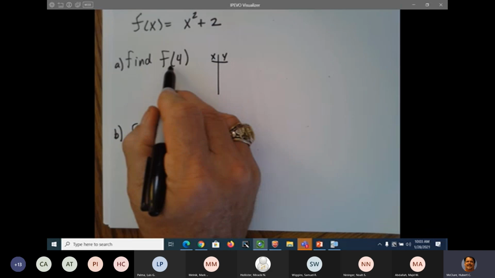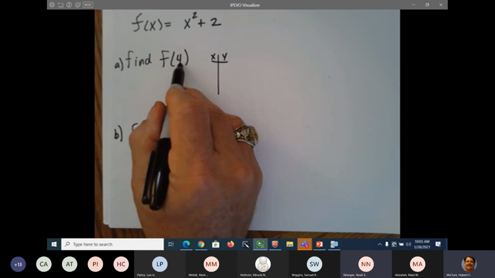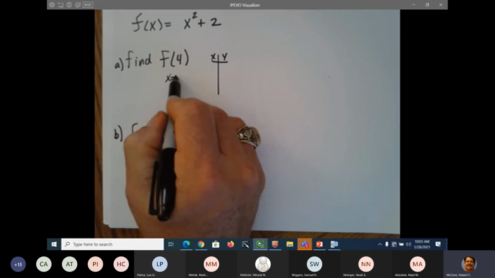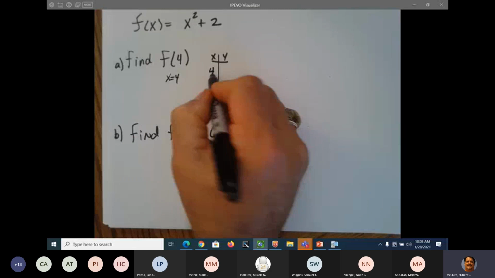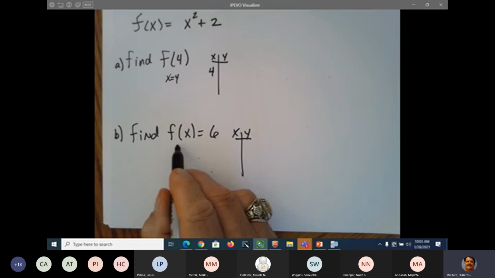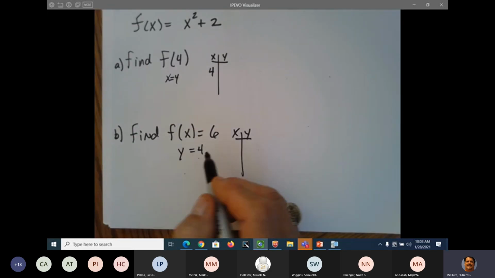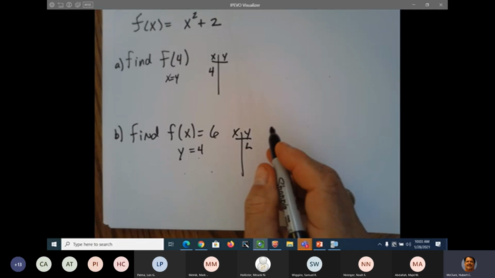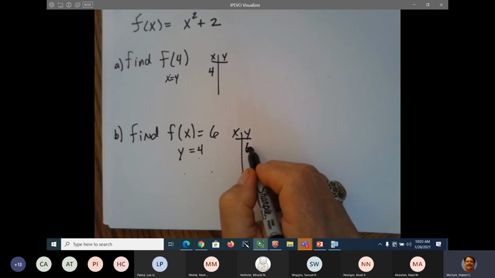Now, this says f of x, so that means x is equal to 4. So you put a 4 right there. This says y is equal to 6. So you put a 6 right there.